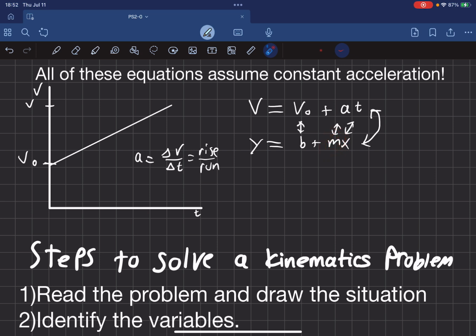And then for the x, it's a little confusing because in math class, typically they use the x on the x-axis. Makes sense, they even named it that. But here we are using time in our x-axis. So t is our x.